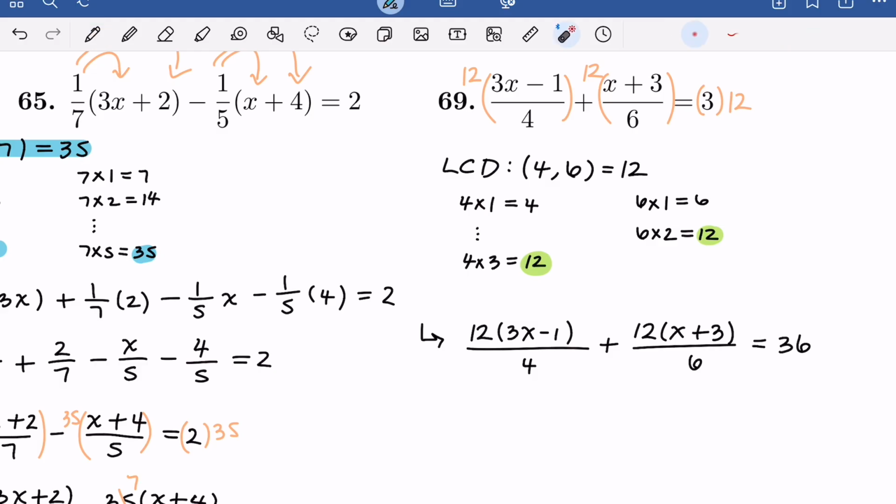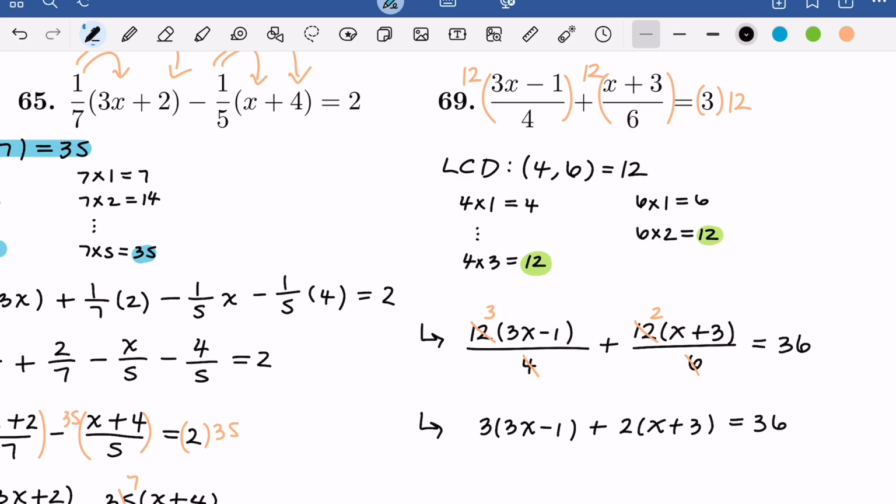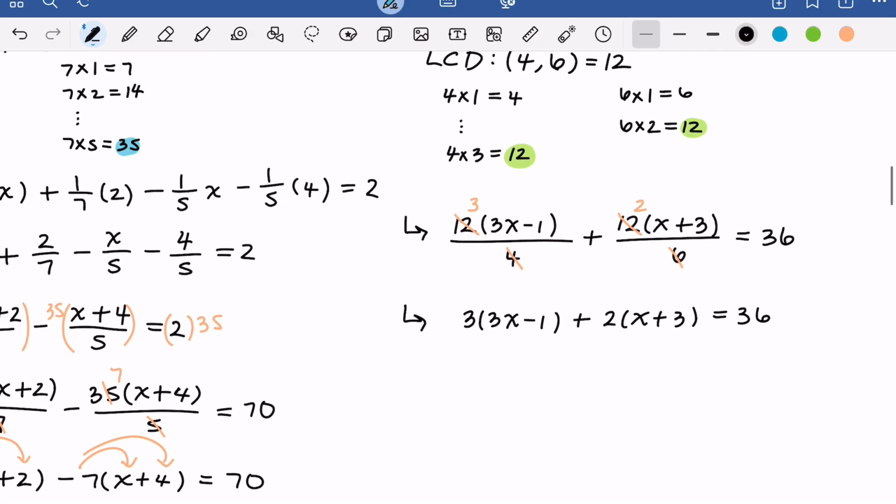Now from here, again, we can divide these out. We have 12 divided by 4, which we know is going to give us 3, and then 12 divided by 6, which gives us 2. So this is just going to reduce to this here. And this becomes very similar to the last problem that we saw. We just have to distribute, simplify, and solve for our variable x.